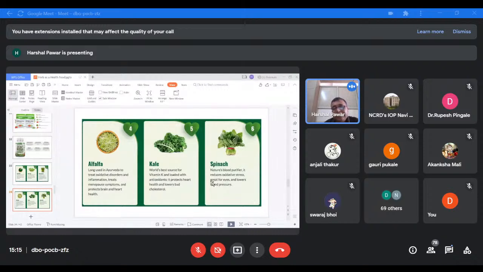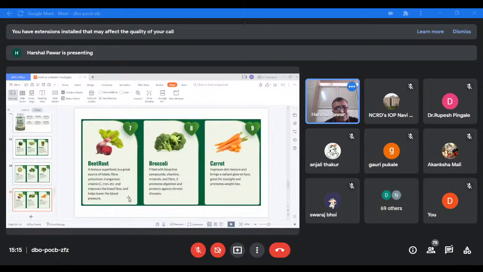So this kind of health benefit is offered by these herbal components, right? So this is one more component. Beetroot, it also helps to lower the blood pressure.